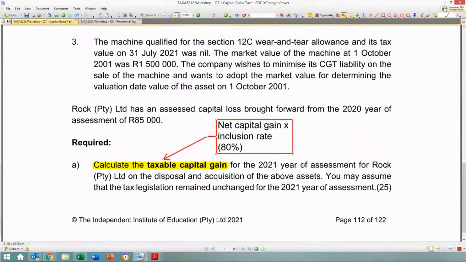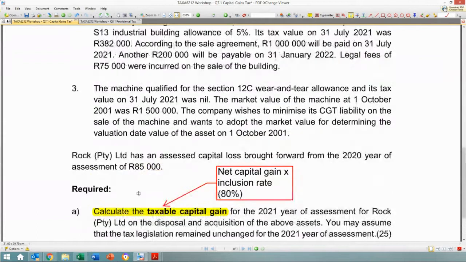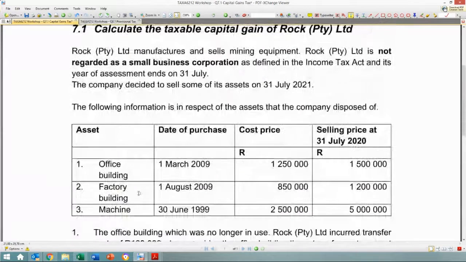It's for the 2021 year of assessment, so that means it would run for the 12 months. We'll just check what the year end is for the company itself, and then on the disposal and acquisition of the above assets, and then you may assume the tax legislation remains unchanged. The reason they tell you that is sometimes things will change within the tax periods, which would affect these calculations. But because we only want to test if you understand the basics of taxable capital gain, that's why they've put that in there. So let's go read through the information that was provided.